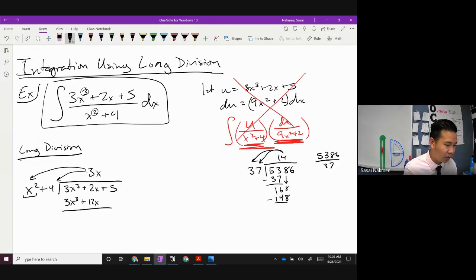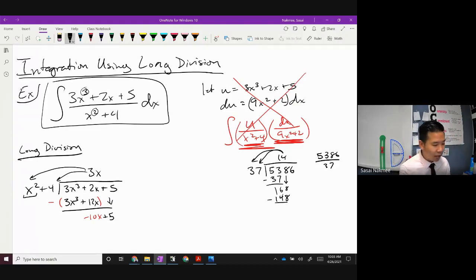I'm sorry if I'm rushing through this. Then once you multiply that, I'm going to go here and subtract this from that problem in there. So I would subtract the 3x cubed minus 3x cubed. That goes away. 2x minus 12x is going to give me a negative 10x, right? And then after that, of course, I just bring down my plus 5, right?